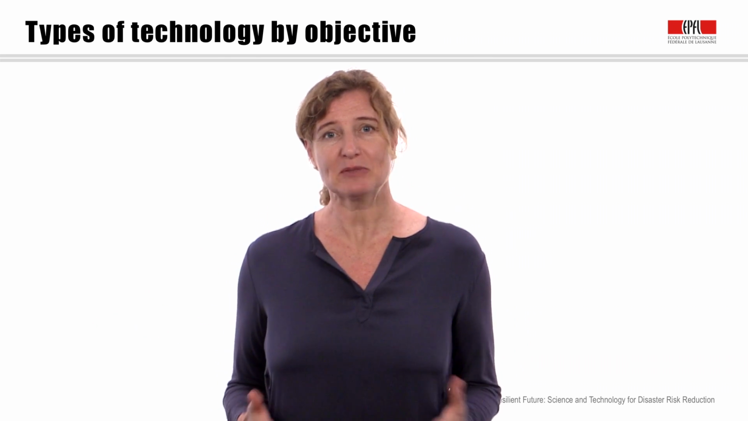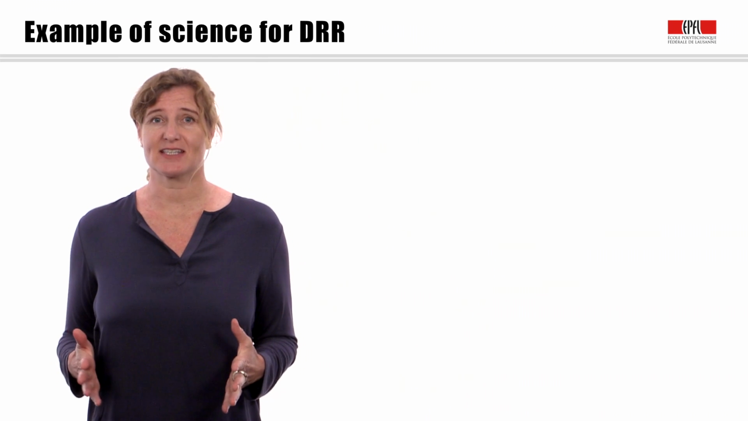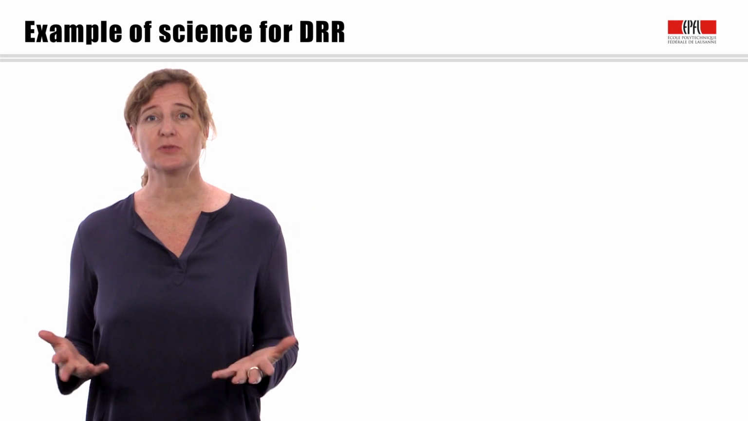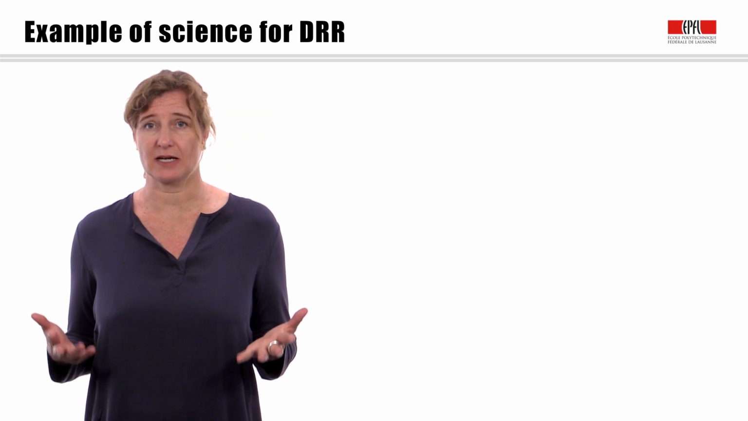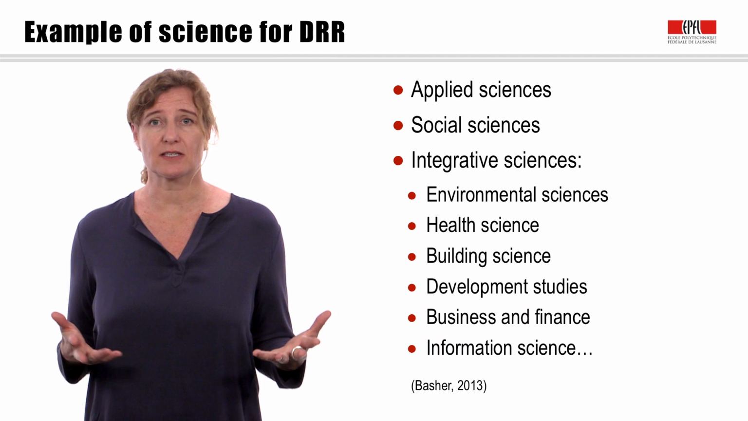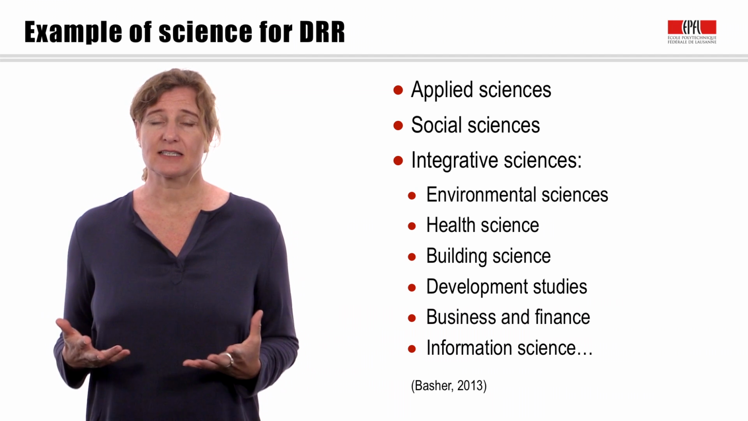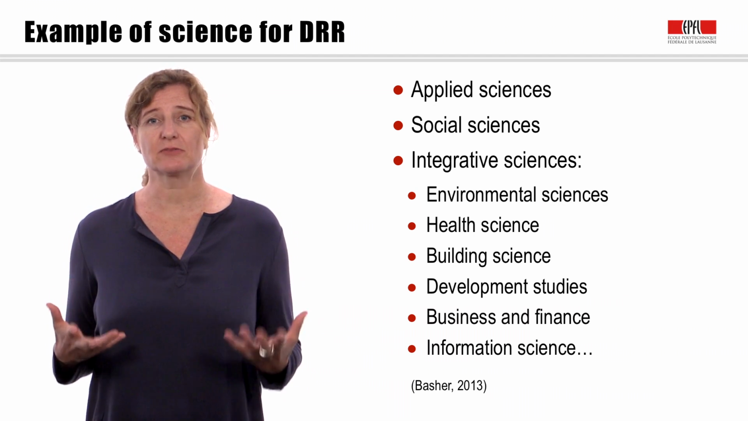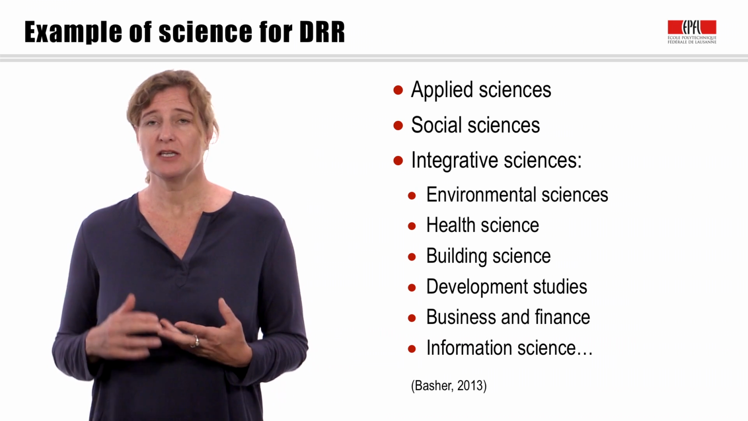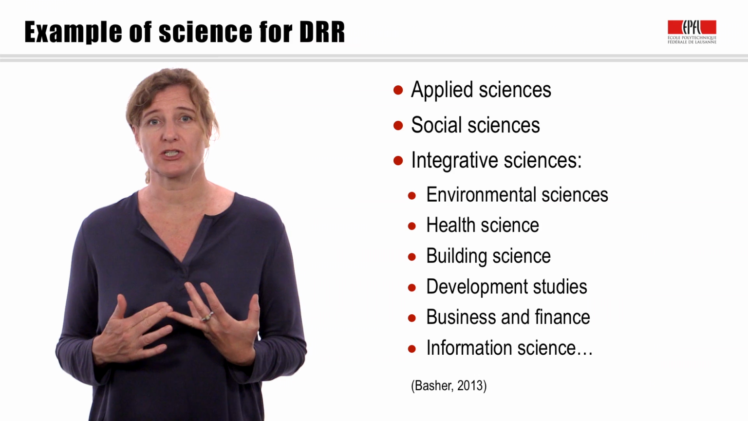After this introduction, let me present some examples of science and technology for disaster risk reduction. Disaster risk reduction science has been developed rather recently, and it is still evolving. Different sciences contribute to disaster risk reduction. These include applied sciences, for instance seismology, meteorology, geography, or social sciences, for instance sociology, anthropology, ethics. These sciences integrate and form what is called the integrative sciences, for instance environmental sciences, health sciences, risk management, geospatial science, natural resources, coastal management, and public administration.